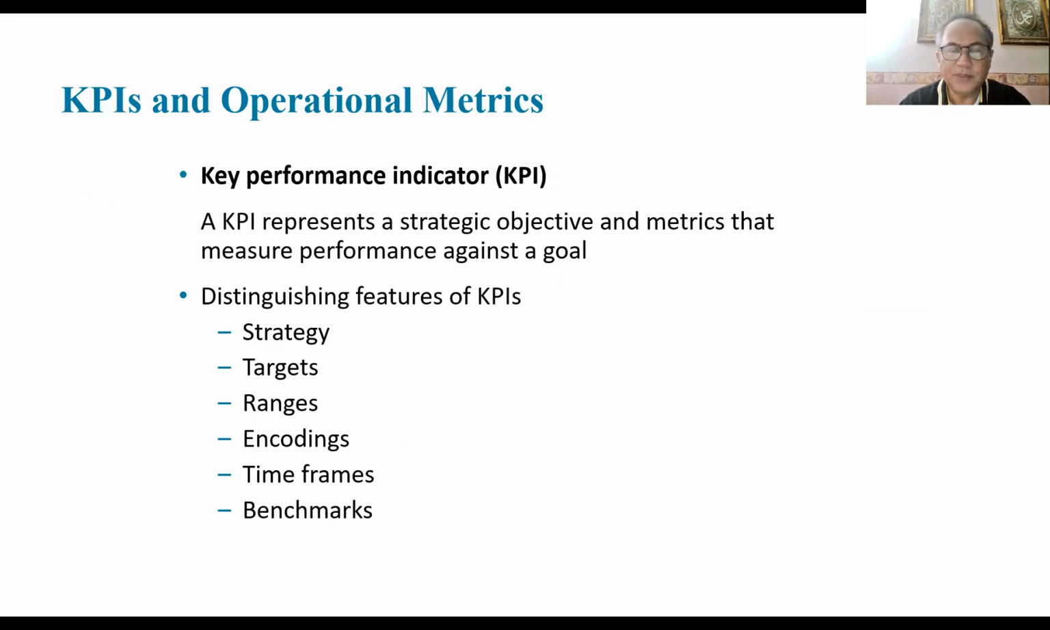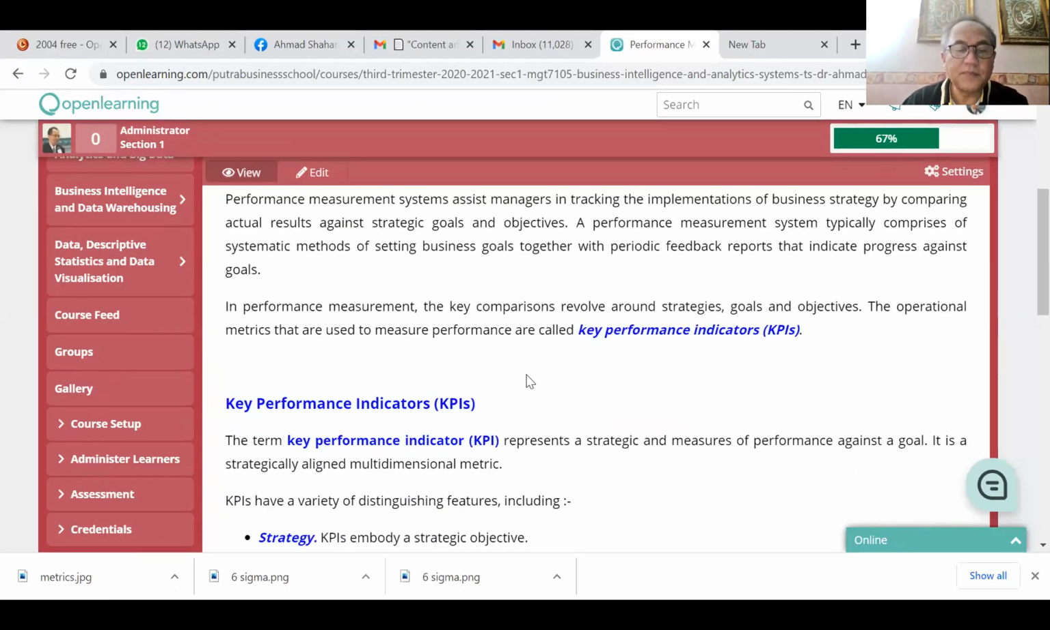So the metrics for this measuring of performance is called KPI, key performance indicator. A KPI represents a strategic objective and metrics that measure performance against the goal. So the distinguishing features of KPI are strategy, target, ranges, encoding, time frames, and benchmark. So I put more detail in the open learning.